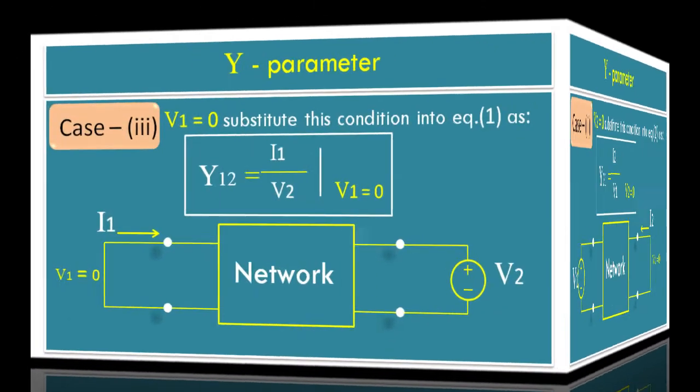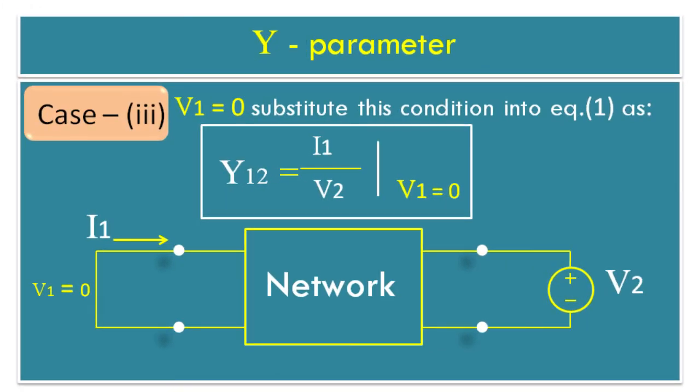Let's study case 3 of short circuit admittance. Now substitute voltage V1 is equal to 0 into equation 1 of Y parameters. We get short circuit admittance parameter Y12 is equal to I1 upon V2, where voltage V1 at port 1 is 0. Refer to the two-port network diagram. Voltage V1 is equal to 0 means port 1 is short circuited and we are obtaining Y12 at port 1 and port 2 using current I1 of port 1 and voltage V2 at port 2.